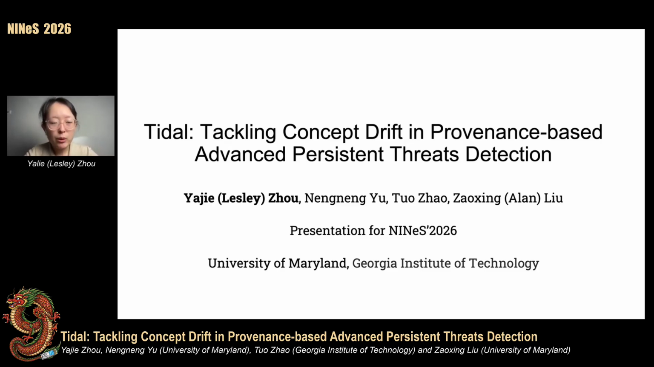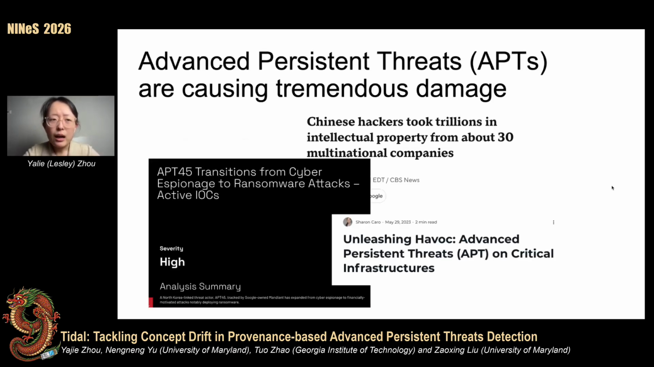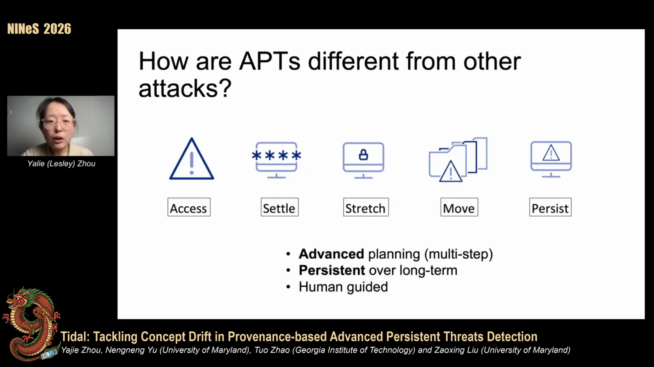Today, I will introduce our work Tidal, which is about tackling concept drift in provenance-based advanced persistent threats detection. Advanced persistent threats, or APT, are now causing a lot of damage across different countries. Here is how APT affects your system and how it is different from other attacks.